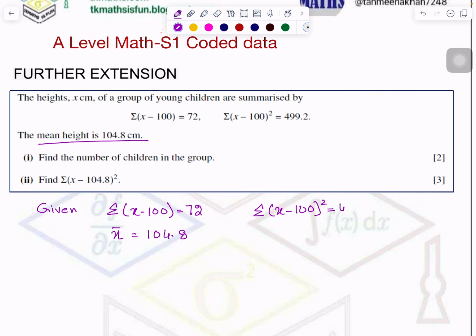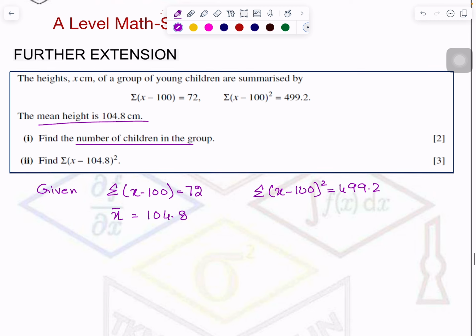Now we very well understand that when it is given x minus 100, then it means 100 is the value which is subtracted from all the data. We don't know how many students or children there were. This is the first question we have to answer, right?